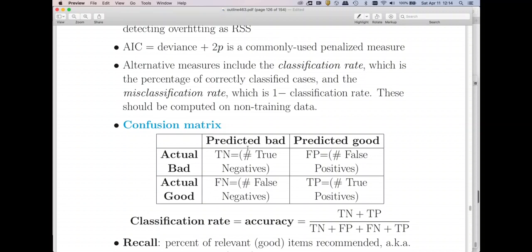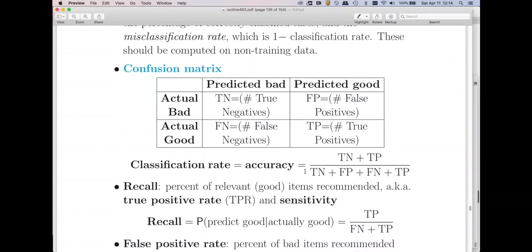If you're actually good and you predict that it's going to be bad, that's called a false negative. So this would be where you actually have the condition, but my classifier misses it. So you can see where the classification rate comes from this confusion matrix. I just add up the diagonal elements and divide by the total elements, which is just the sample size n. The misclassification rate would be the false negatives plus the false positives divided by n.